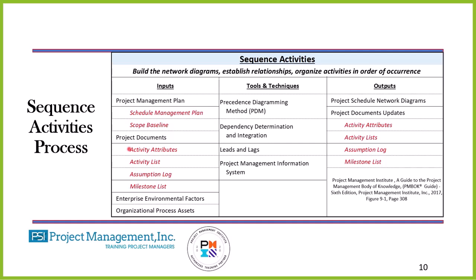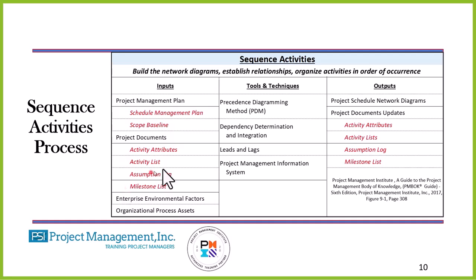You may also have the details of what you're going to do to execute that, the resources that you need to do it, both physical and human resources. There'll be a lot of information in that activity attributes that you need to understand. So then another important thing would be the assumptions log. What are the assumptions I have made or my team has made with regards to this project? Assumptions are things that we believe to be true. And then the milestone list, if we have one at this point, would also be an input into sequence activities.